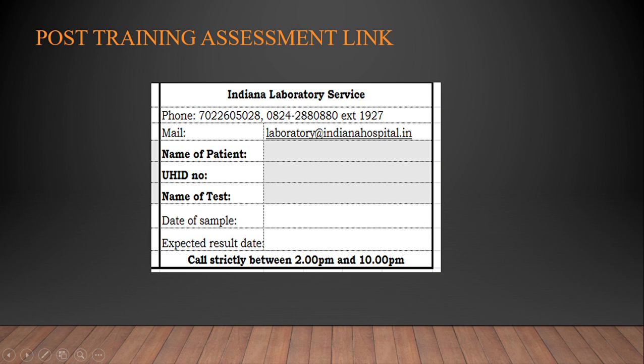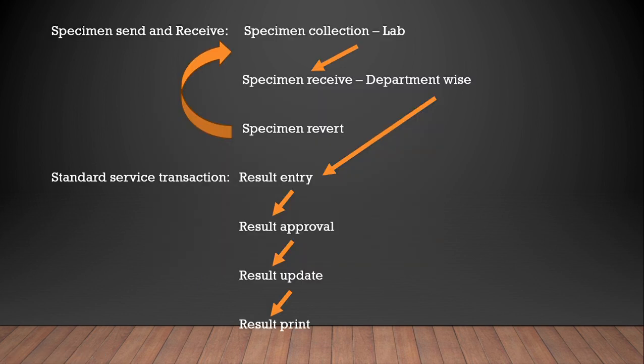Now, a few important things you need to know at this stage itself: the present video is about how to receive a sample on an OPD basis. Imagine a situation where, as I told you, all IP samples come directly to the third floor lab. During that time all the specimens will be sitting in the specimen collection lab. You need to click on that, and then it will generate the barcode.